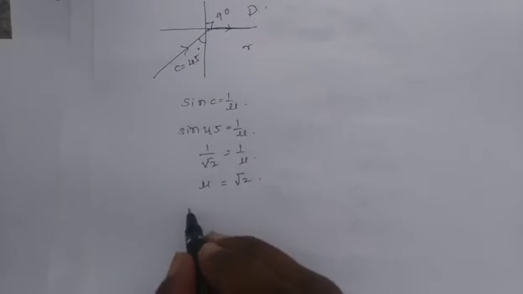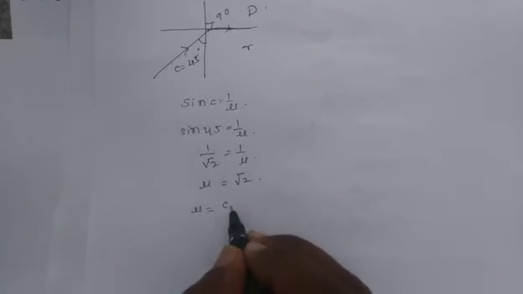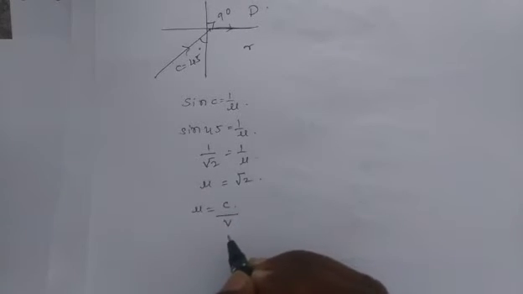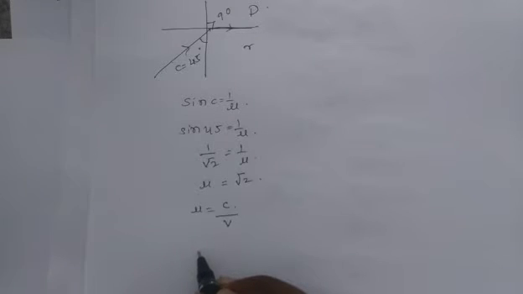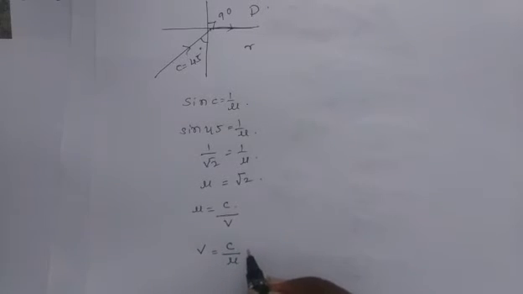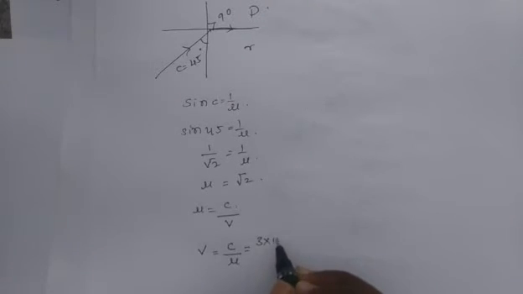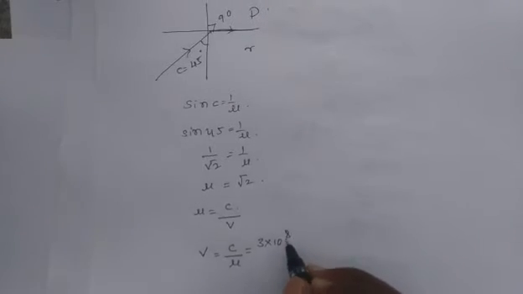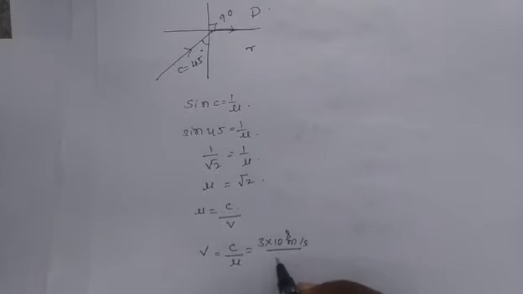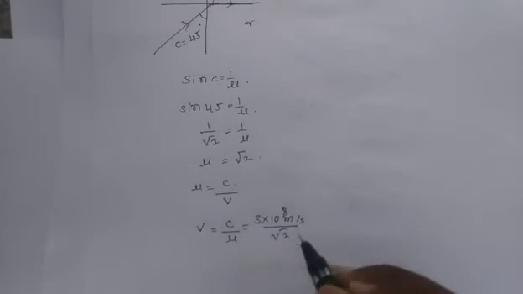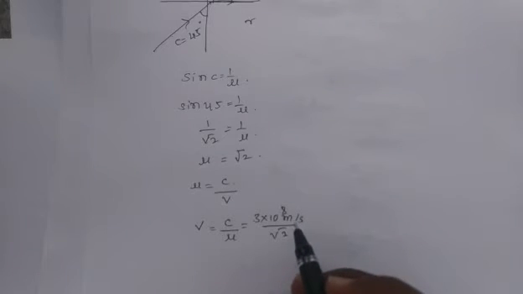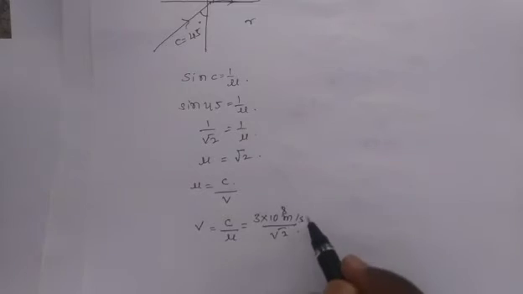You already know that refractive index is equal to the speed of light in vacuum divided by the speed of light in the medium. So the speed of light in the medium is equal to the speed of light in vacuum divided by the refractive index. The speed of light in vacuum is 3 into 10 power 8 meter per second divided by root 2, so 3 by root 2 into 10 power 8 meter per second. That is the right answer.